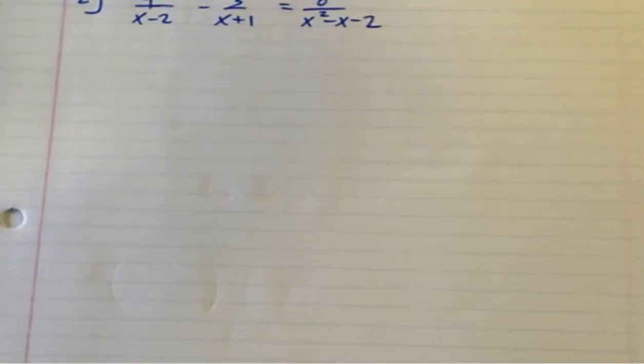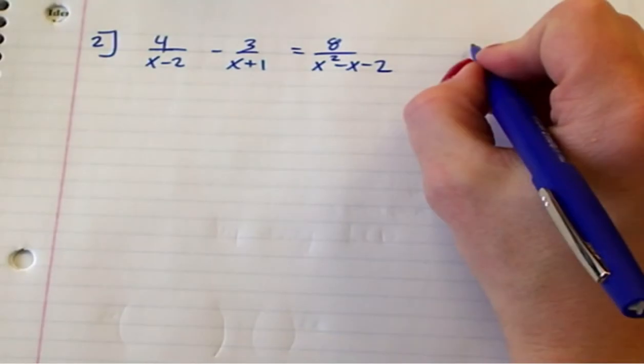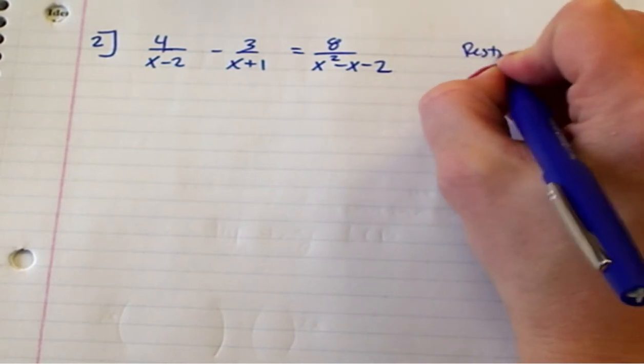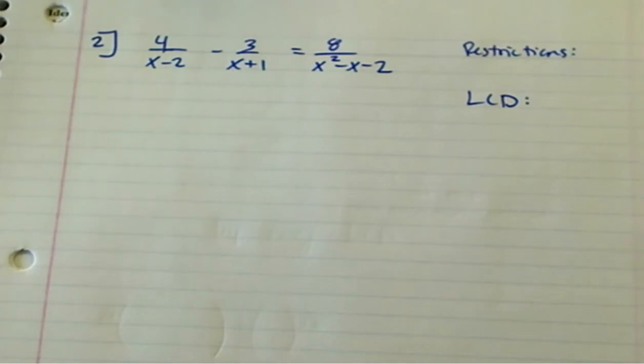Example 2. I like this one, I guess. Okay, 4 over x minus 2 minus 3 over x plus 1 equals 8 over x squared minus x minus 2. There you go. Okay. Restrictions, least common denominator.